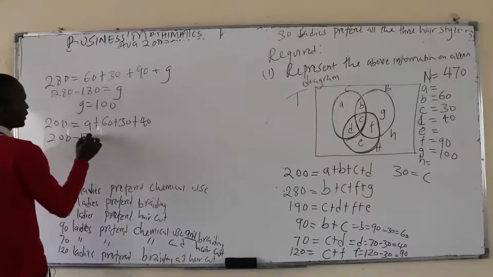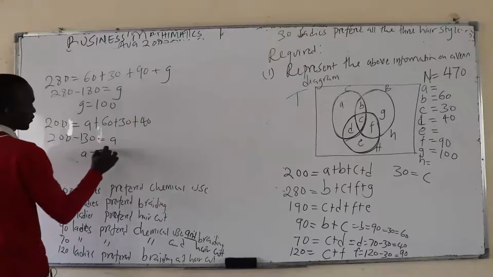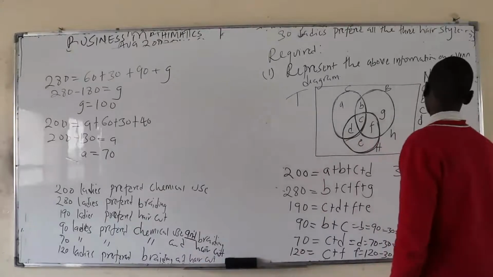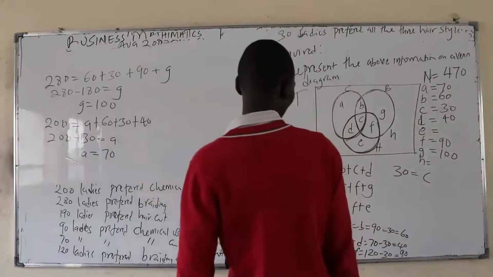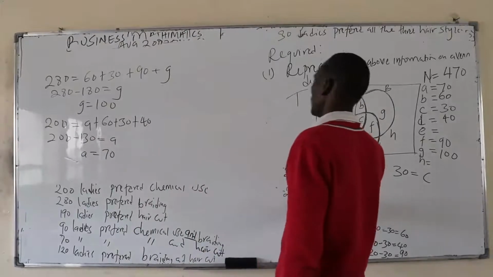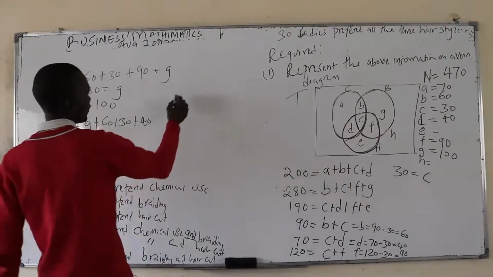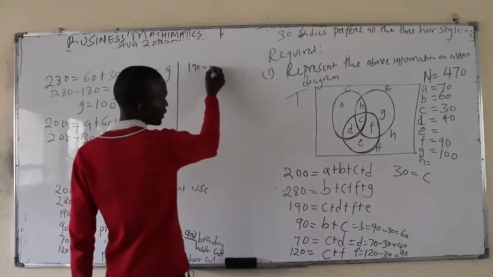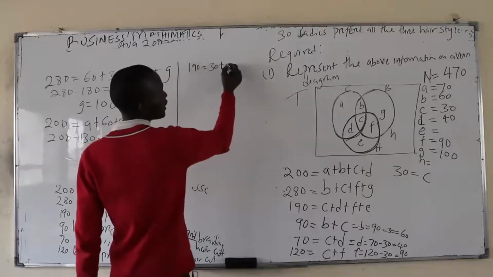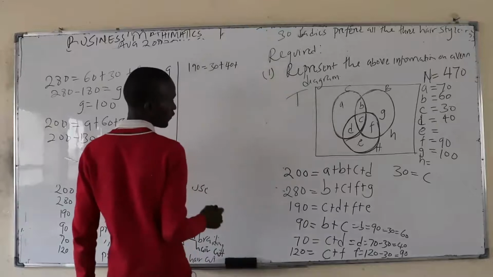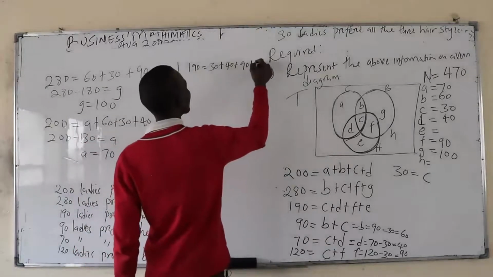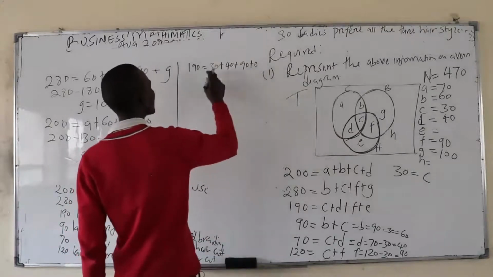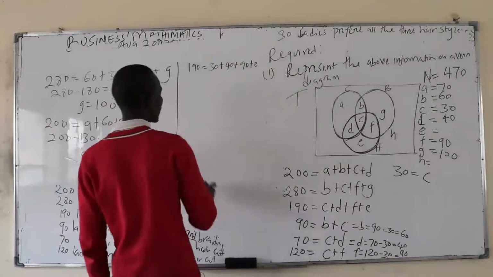So if C is equal to 30, then D is equal to 70 minus 30, which is 40. D is 40. Then if C is equal to 30, F is equal to 120 minus 30, which is 90. So F is 90, you write there F is 90. Then B is equal to 90 minus 30, which is 60. So where there is B, you put there 60.